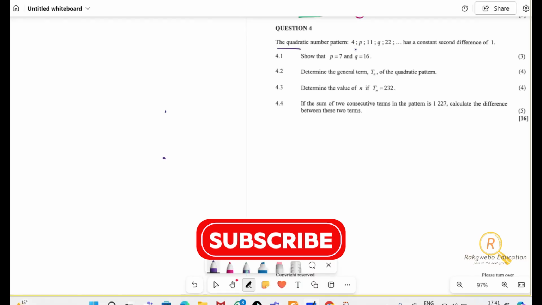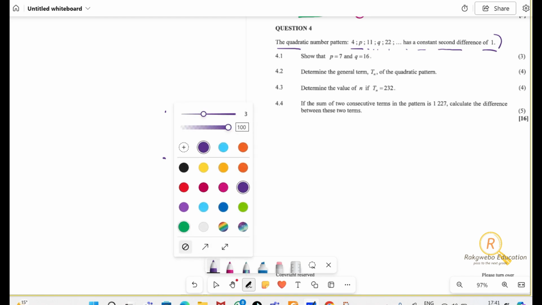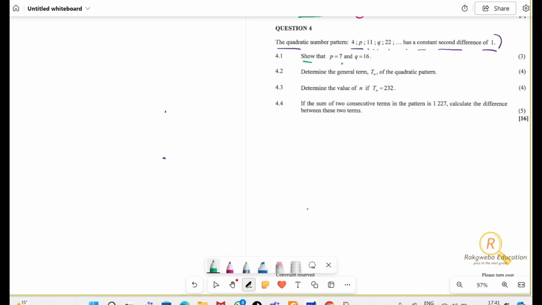Quadratic number pattern: 4, P, 11, Q, 22 has a constant second difference of 1. We all know what a quadratic sequence is, right? A quadratic pattern is one with a constant second difference. So this constant second difference is given as 1. Then the first question says, show that P is equal to 7 and Q is equal to 16. We're going to do that just now.